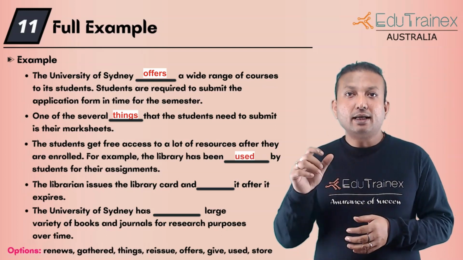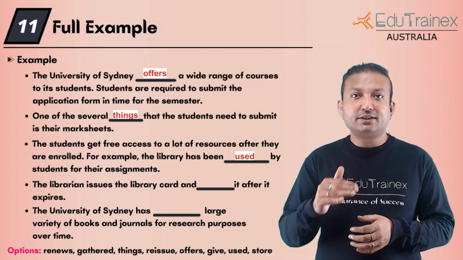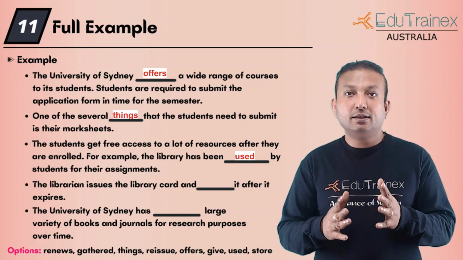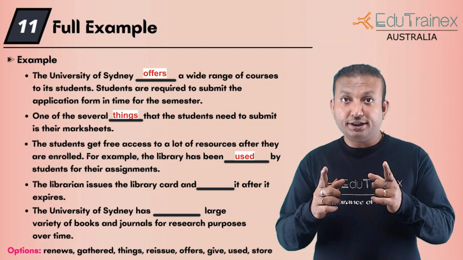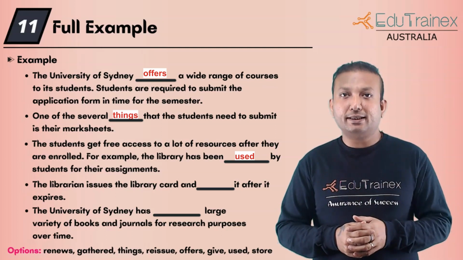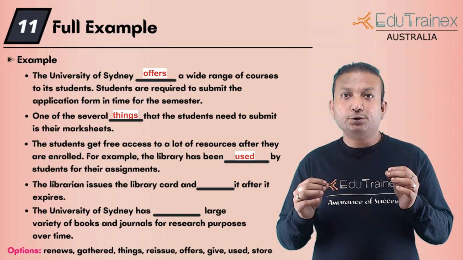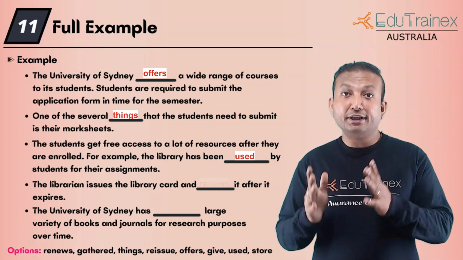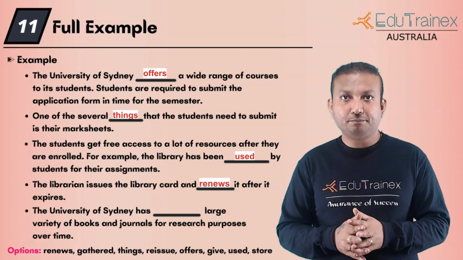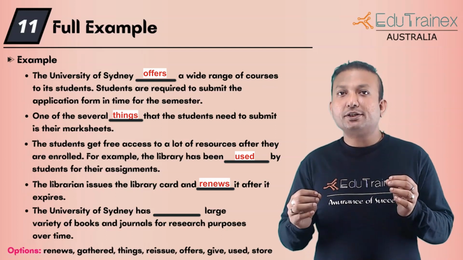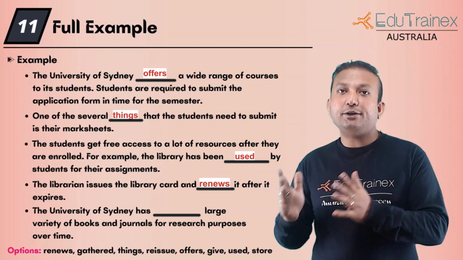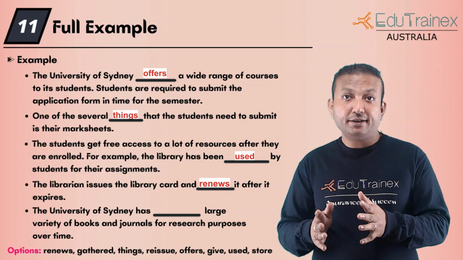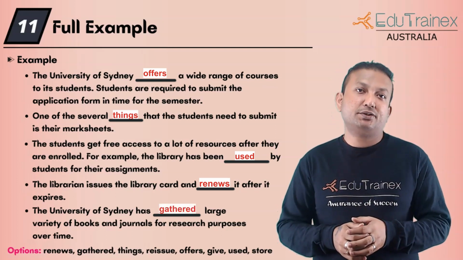The next one is: the librarian issues the library card and dash it after it expires. Notice the words issues and expires. They are in verb form 1. And what we need to do is maintain the consistency of the sentence. So we also need to use verb form 1 here. Offers we have already used. So renews is the best one that is left. And the last one is: the University of Sydney has dash a large variety of books. Has dash. Again verb form 3 will come here. So store is wrong here and gathered is the best answer.